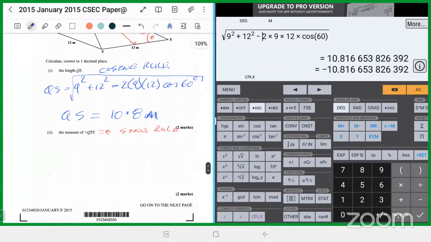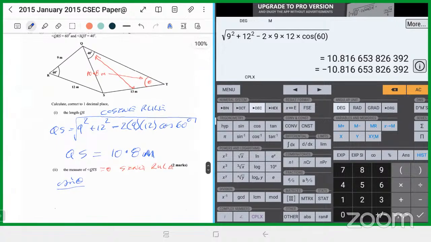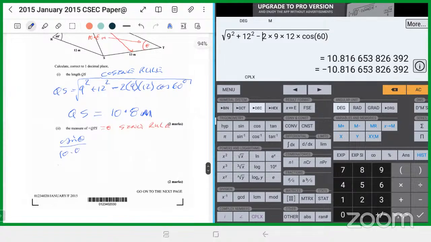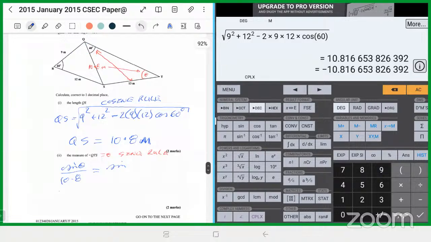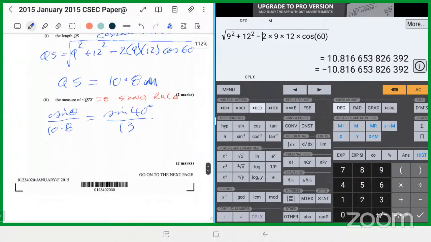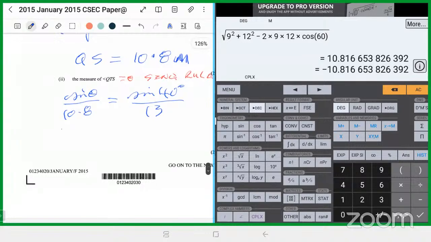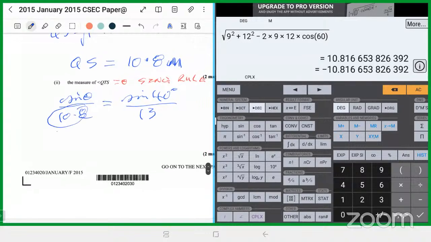All right, so we're going to use the sine rule now, right? So it's going to be the sine of the angle that we want over the side opposite to it, which is the 10.8, equals sine of the angle that you know, which is the 40 degrees up here, over the side opposite to it, which is the 13. That's what we're going to solve for theta now. So the first step will be to multiply the 10.8 up here and then take the inverse sine of that result to get the theta.